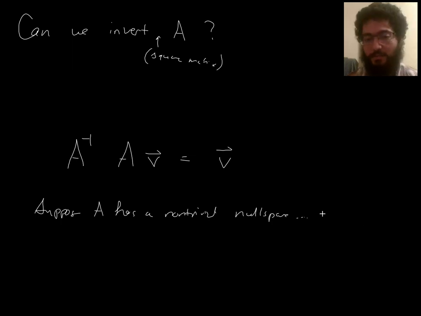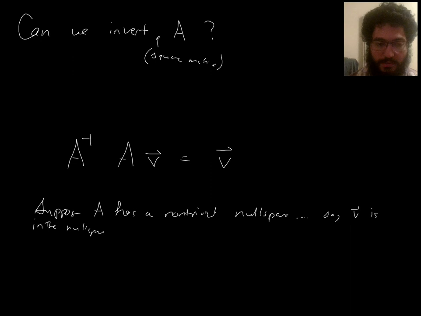Suppose that V is in the null space, and V is not 0. That's what makes the null space non-trivial, that there's something other than 0. We always know 0 is in there, but we're assuming there's something other than 0 in there. So V is not the 0 vector.